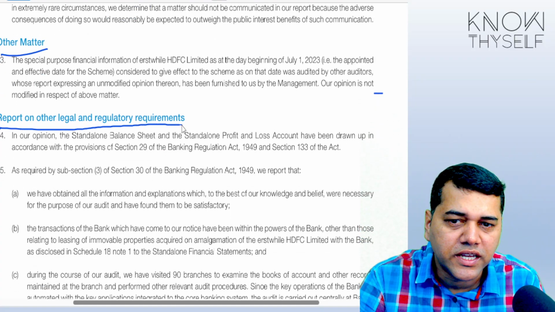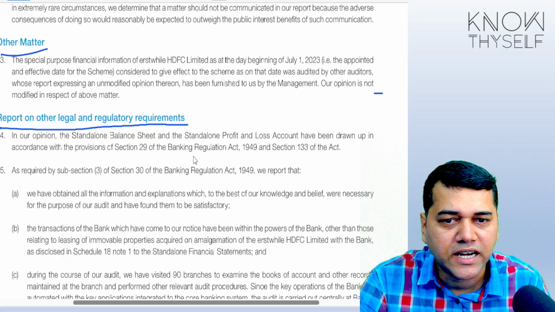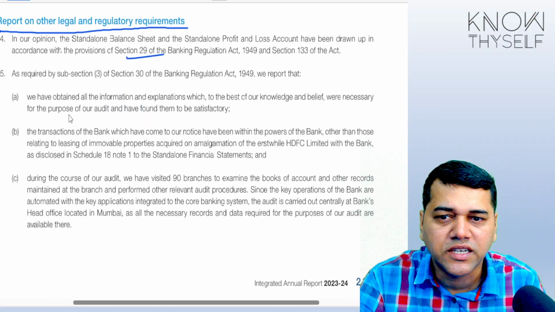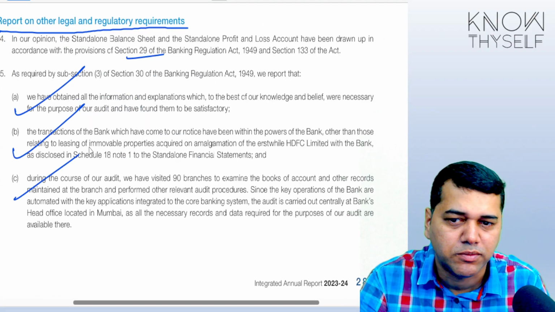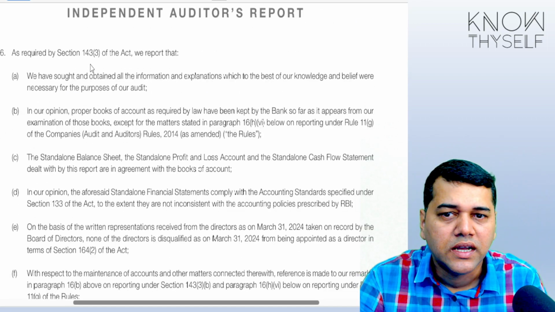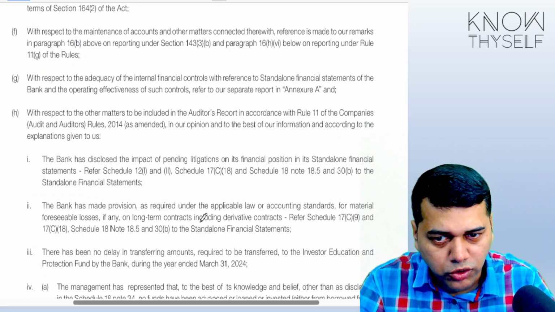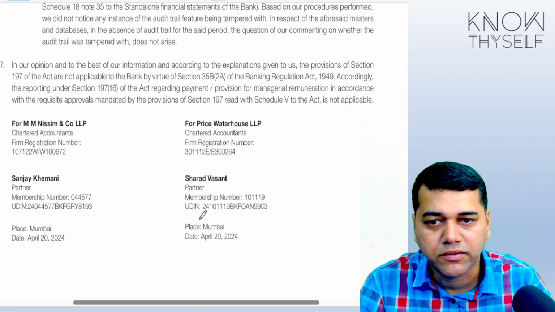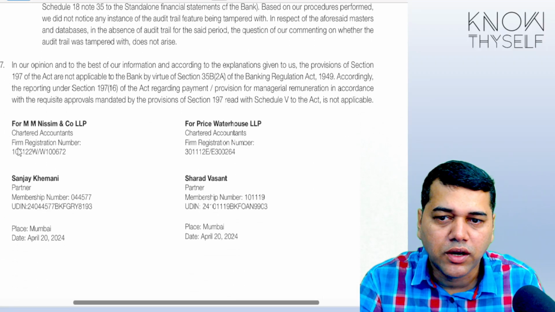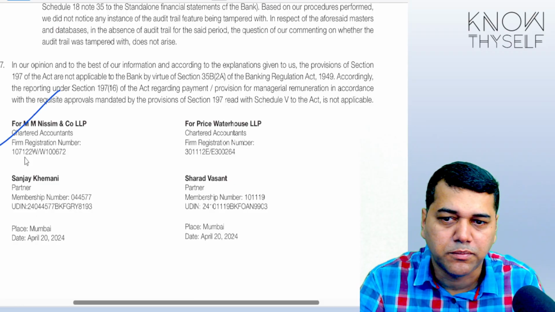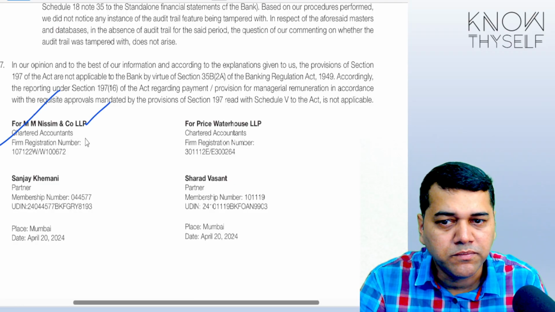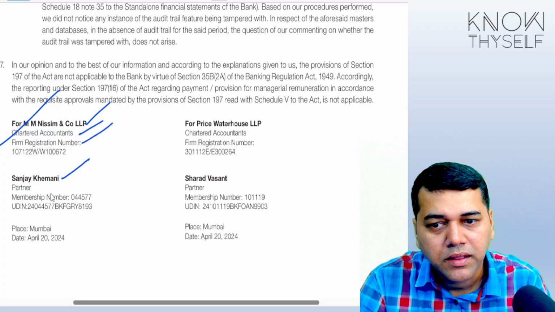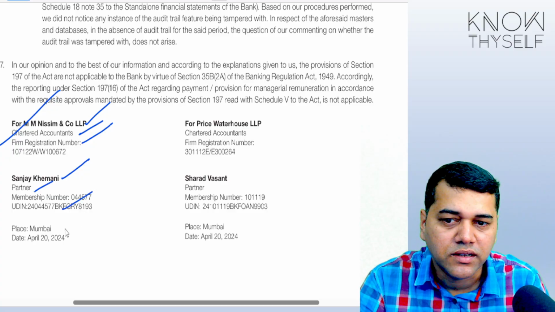Then comes the report on legal and regulatory requirements. Standalone financial statements have been drawn up in accordance with section 29 and section 30 of the Banking Regulation Act. We have obtained information and explanations, internal controls are good. Companies Act related sections you have to quote now. We will see what they are supposed to tell as per the Companies Act, later part we'll see. Then you have told about your partner's name, partnership firm, chartered accountants, firm registration number, and then partner's name, membership number, his UDIN, place, date.